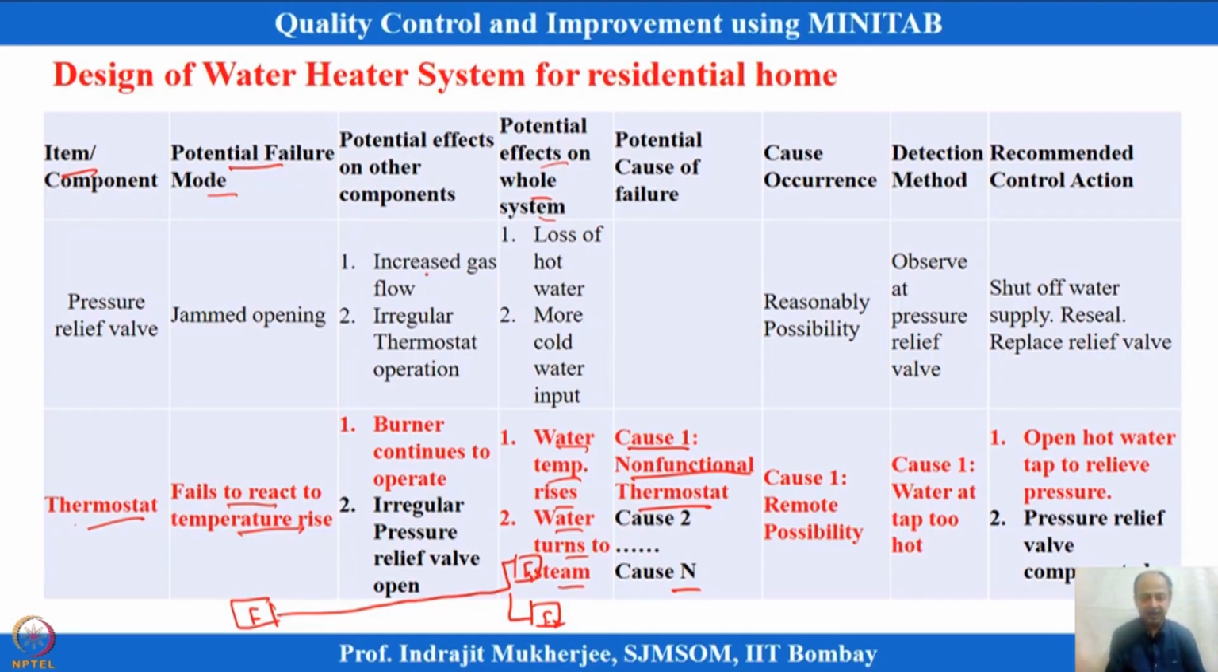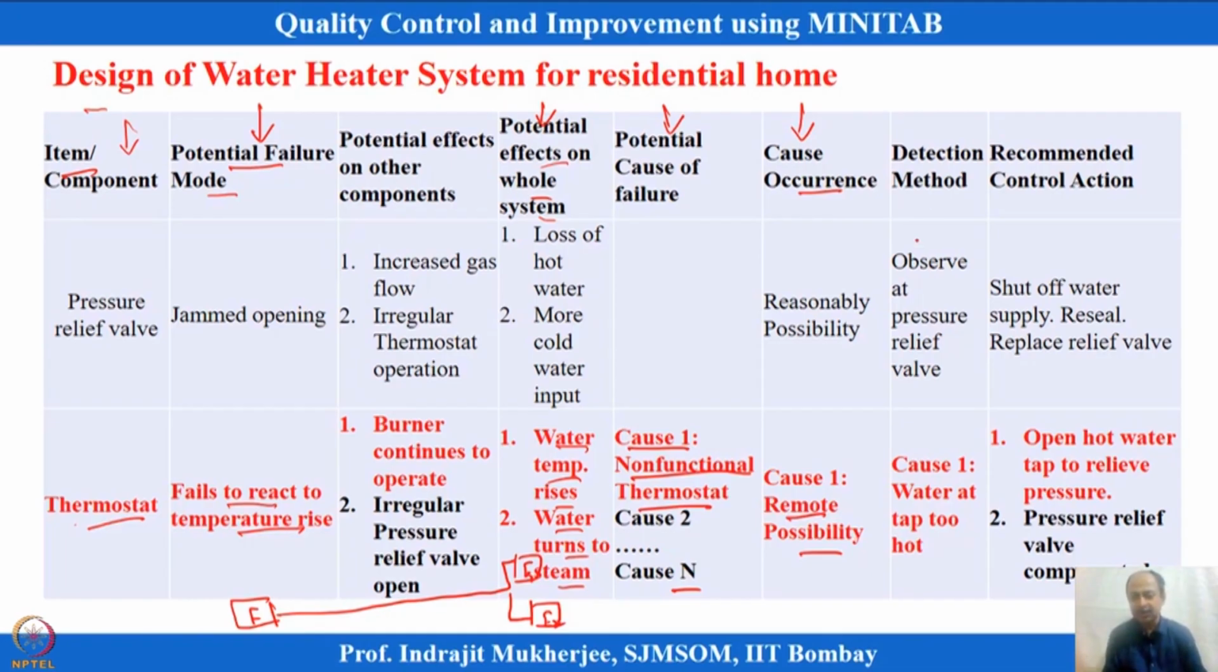So, this is the basic format you will find in failure mode and effect analysis. There will be the item, potential failure modes, and potential effects will be identified on the system and all the components, and potential causes will be identified. There can be multiple causes, and for each cause the occurrence frequency will also be noted down. Is it very frequent or not? Here it is written remote possibility, that is, this type of cause rarely occurs. So, we can think of occurrence probability.